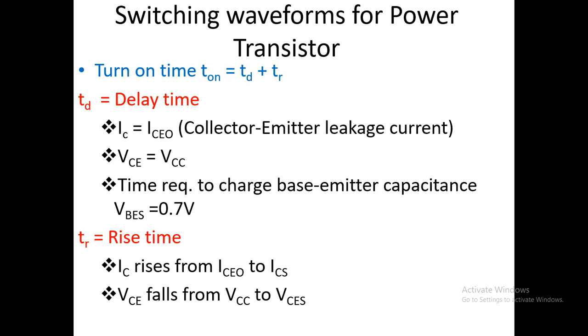To VBES, that is 0.7 volts. And next one is the rise time, that is the time taken for the rise of current from minimum value to the maximum value, and VCE falls from the maximum value to the VCES.